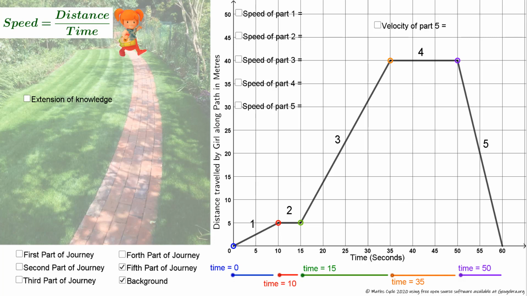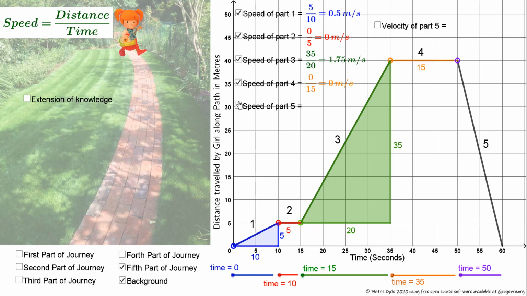Okay, so what we learned in the introduction video is that we can calculate the speed for each part of the journey using the formula speed equals distance over time. So we found that the speed during part 1 was 0.5 meters per second, the speed during part 2 was 0 meters per second, the speed during part 3 was 1.75 meters per second, the speed during part 4 was 0 meters per second, and the speed during part 5 was 4 meters per second.